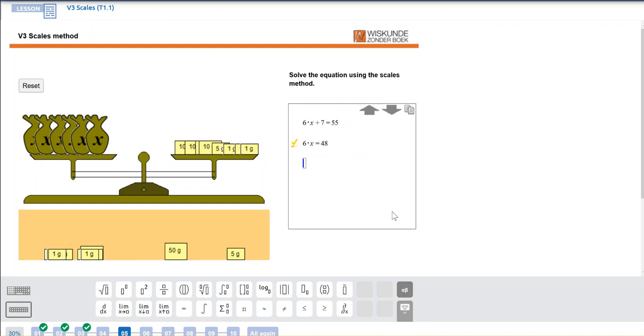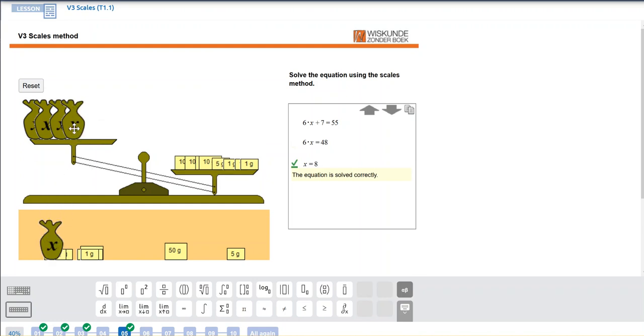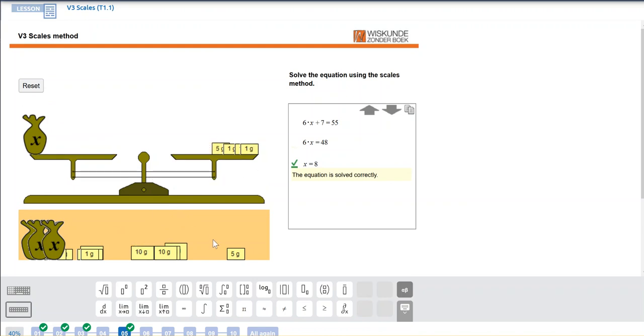Now, if 6 times x is equal to 48, I can figure out what x is by dividing by 6. So 1 bag of marbles, x, has to be the result of 48 divided by 6. Now, 48 divided by 6 is 8. Let's see, that's correct. So basically we're done, but to make the image complete as well, we can remove all of the 10-gram boxes, and now I have 8 left. So x equals 8 in this one.